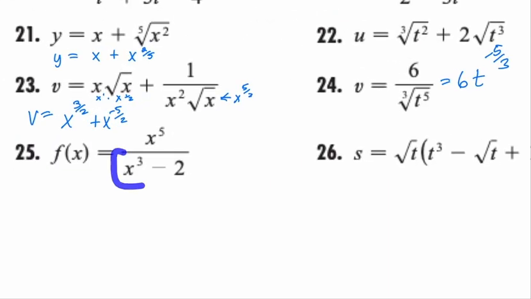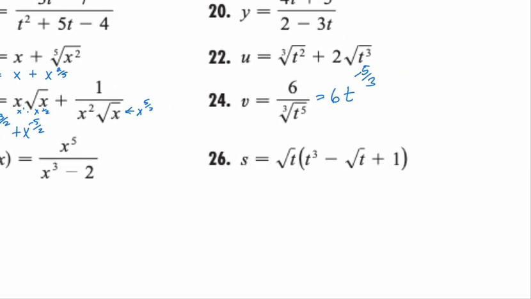25, you're stuck, use parentheses, use the quotient rule. 26, distribute in when all possible. So I would rewrite all of my square roots as 1/2 powers and then distribute in, then do your derivative.